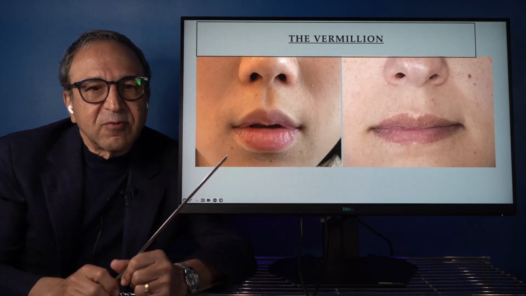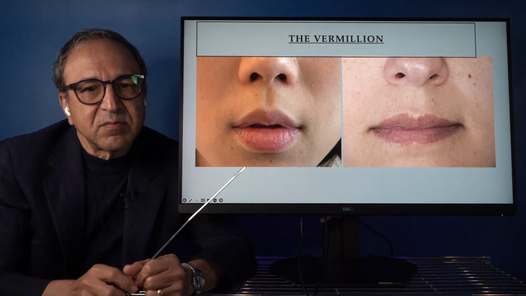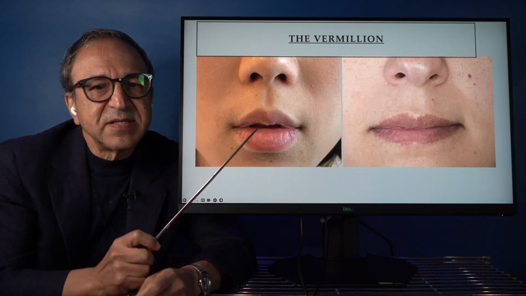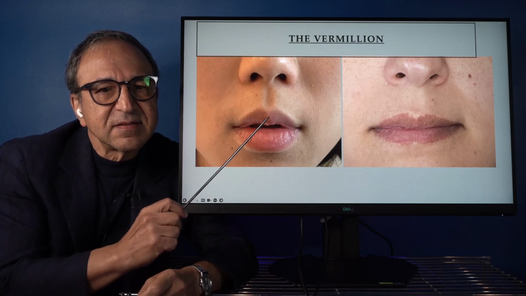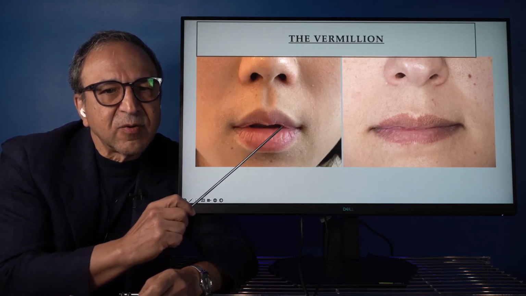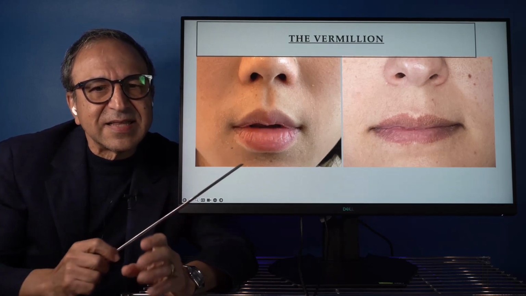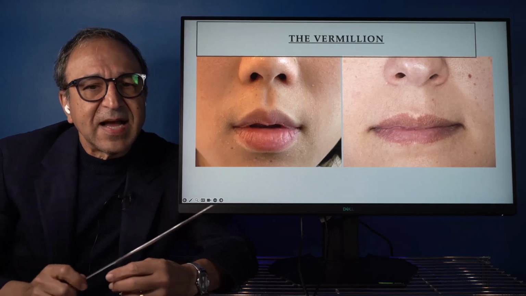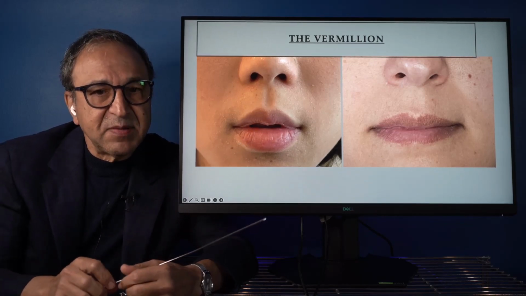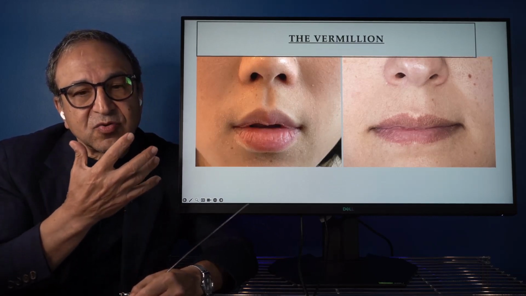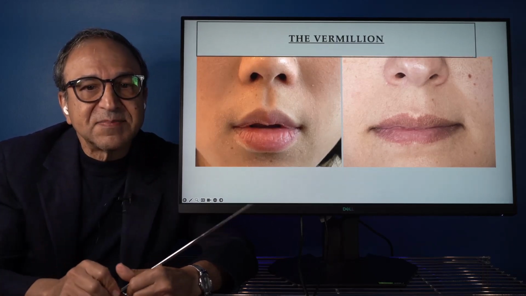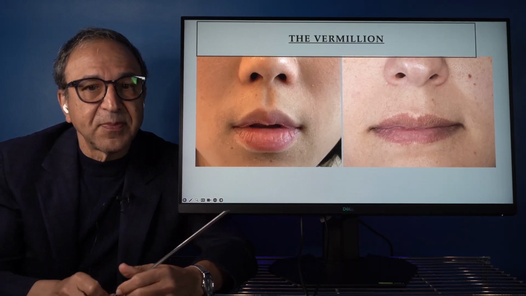Now, we'll talk about the vermilion proper. The vermilion usually has these little indentations or creases. That's normal. I think that what happens sometimes when people do lip fillers is that they stretch out all those normal creases, and that's why the lip tends to look abnormal.